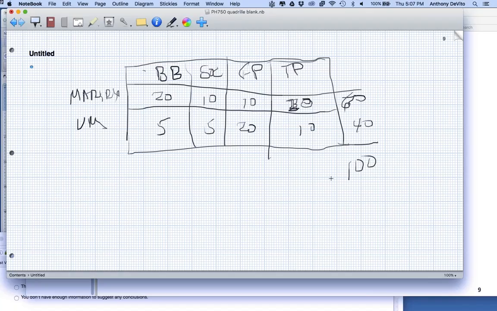If I pick someone from this population at random, what's the probability that they're a baseball player? How many baseball players do we have? We have 25 baseball players out of 100. So it's 25 out of 100, or 0.25, or 1/4.